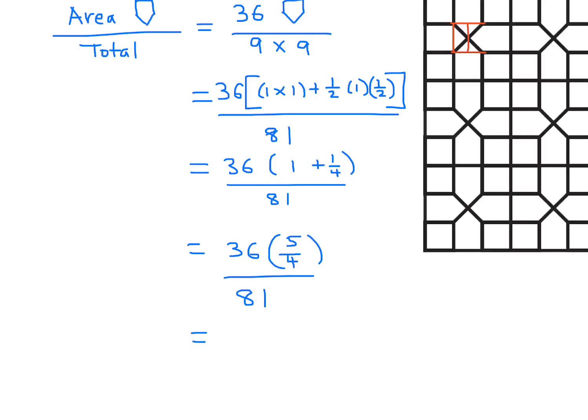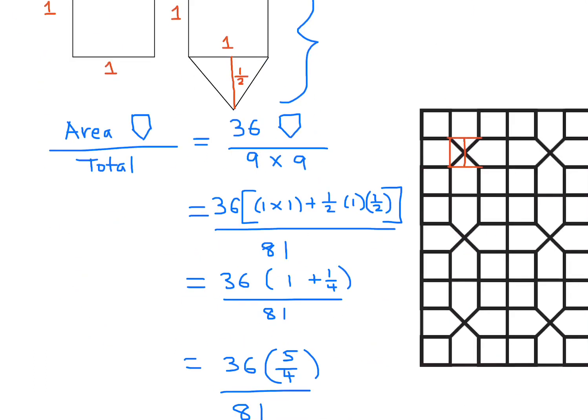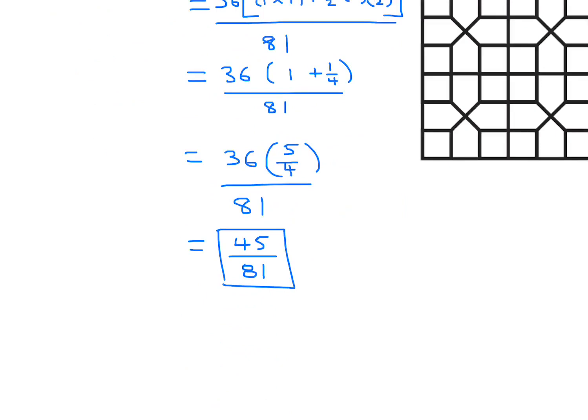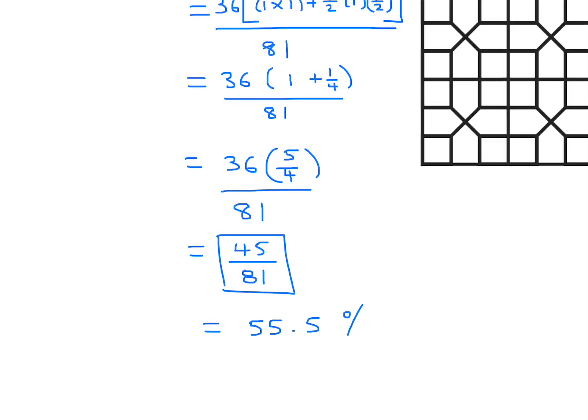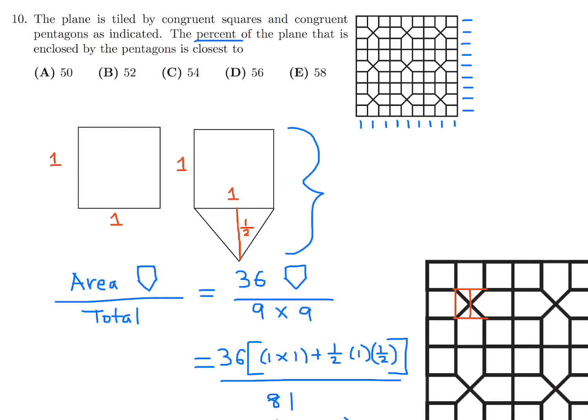So we've got 36 divided by 4 is 9. So 9 times 5 is 45 over 81. That is the answer. So let's see. Oh, right. They want a percentage. All right, so 45 over 81 is what? About 50 something? 55.5%. So 55.5, the closest one is D. So the answer to number 10 is 56. Closest.